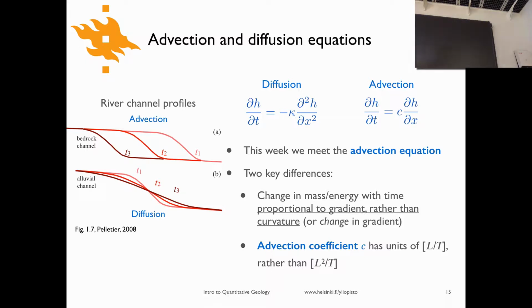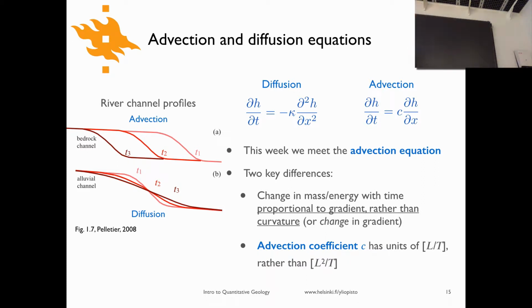Shape is not changing here in a case where all we're doing is advection. So you can think about this also in terms of heat transport if you wanted to. Same kind of process happens. But the general idea here is that we're just laterally moving this river off to the left.